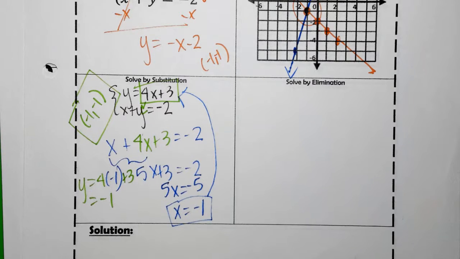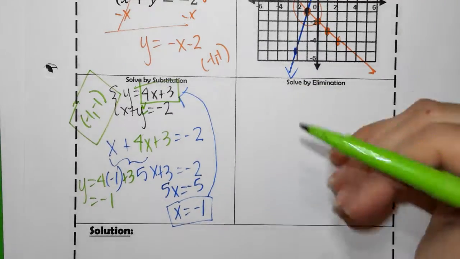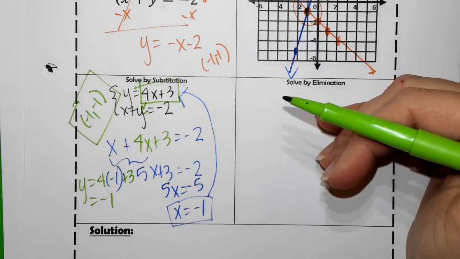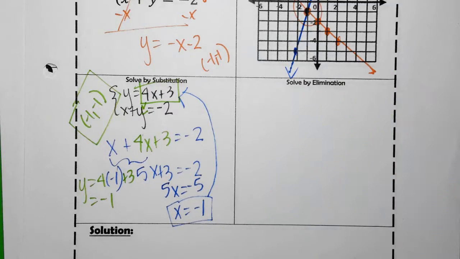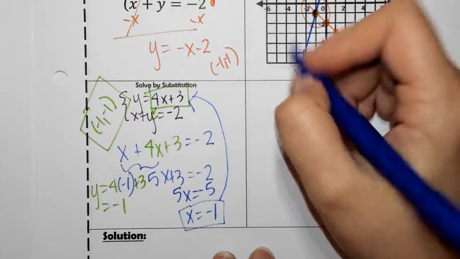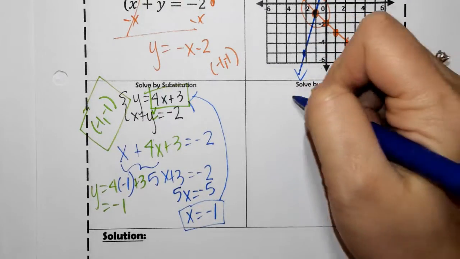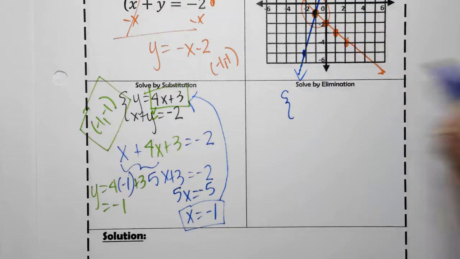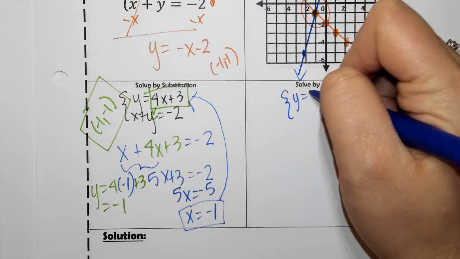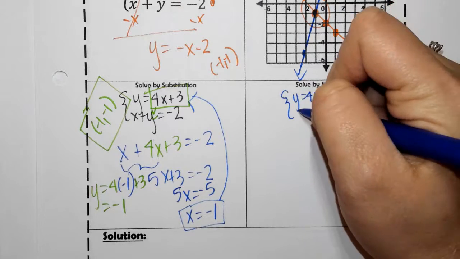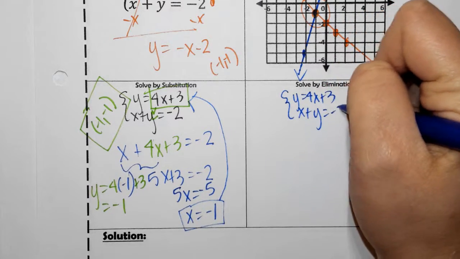Now, we got -1, -1 for graphing. We got -1, -1 for substitution. So we should get -1, -1 for elimination. Now, with elimination, we know that we need x and y on the same side. Correct? Now, in our system, we have y equals 4x plus 3 and x plus y equals -2.